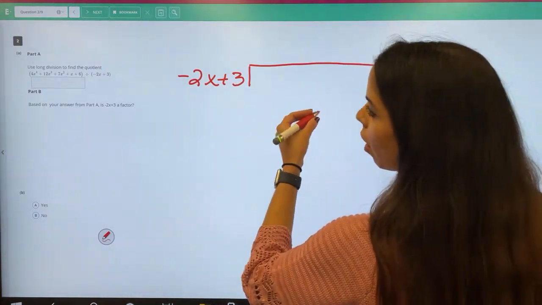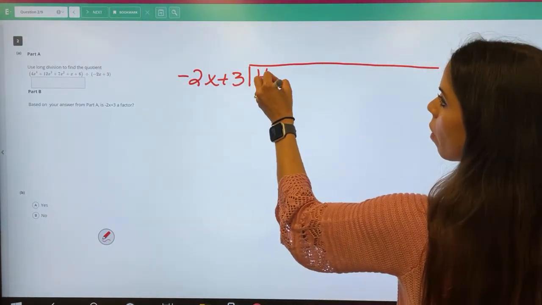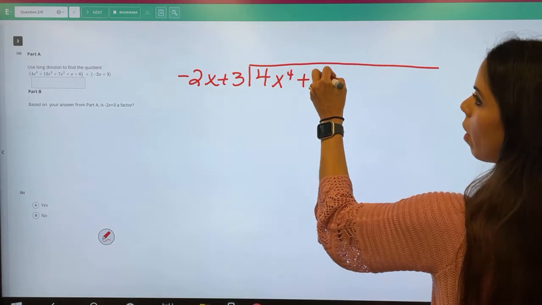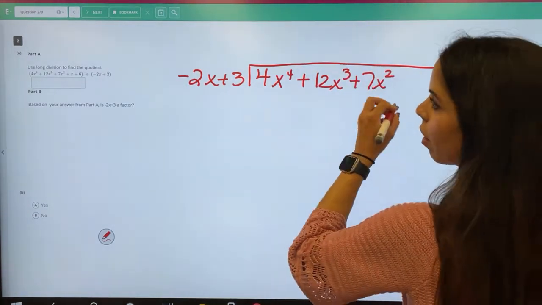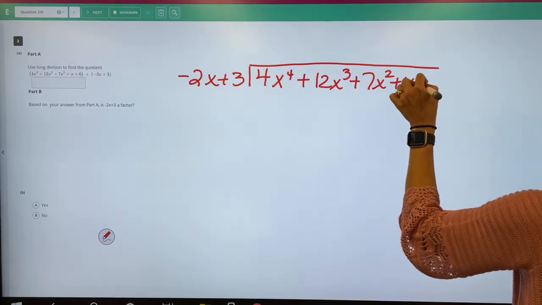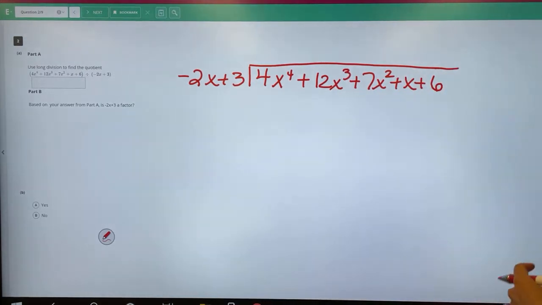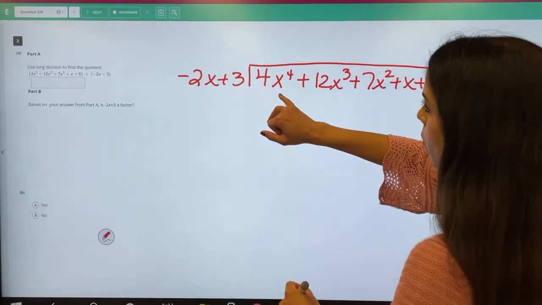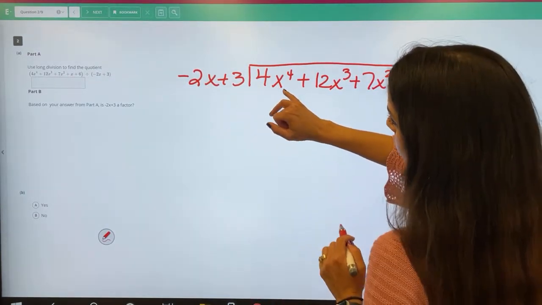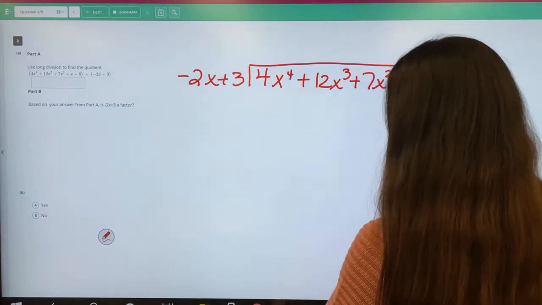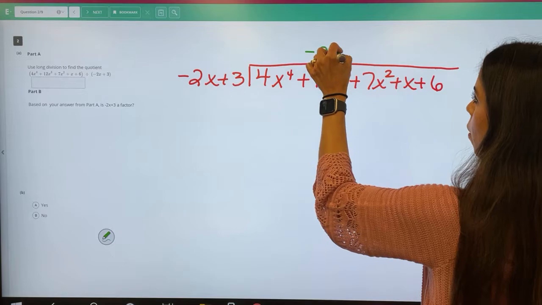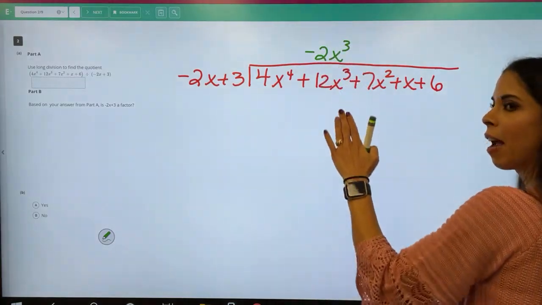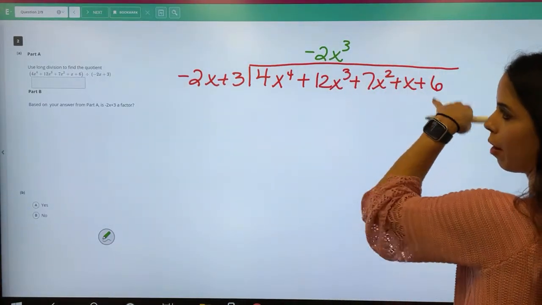My dividend is 4x to the 4th plus 12x cubed plus 7x squared plus x plus 6. These are my favorite. All right, so we need to get a 4x to the 4th. So what do we multiply by 2x to get 4x to the 4th? Well, that would be a 2x to the 3rd. I like to be nice and neat and line up my x to the 3rd. Everything gets lined up, okay?